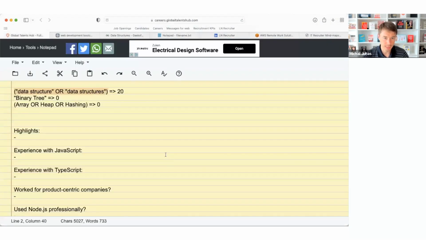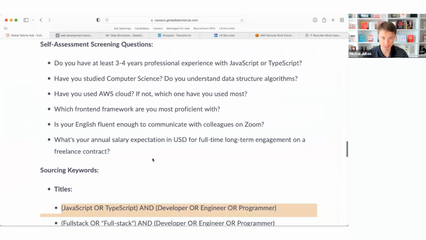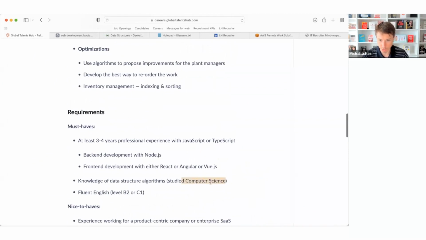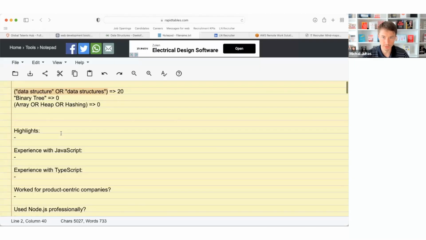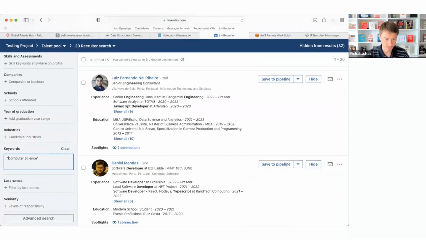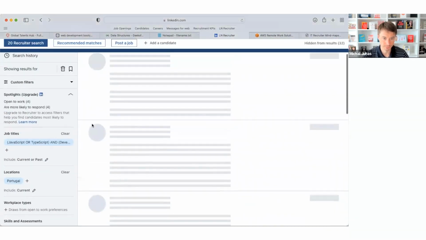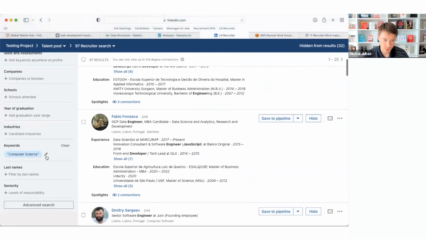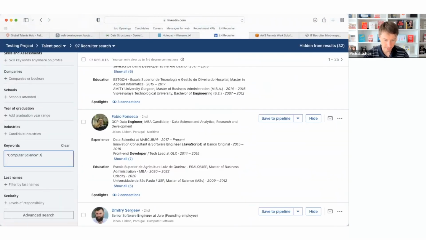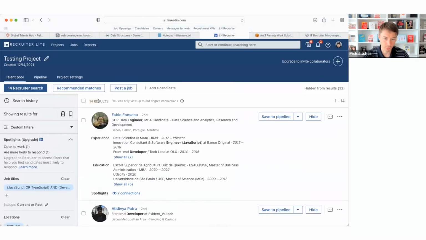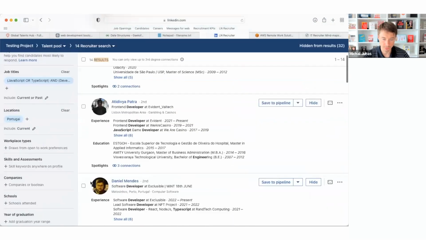But the second way to determine if someone has experience with data structures is if they studied computer science. So we can just see if they have it somehow written, say computer science. It's 97 people. And just out of curiosity, how many people out of those 19 have computer science written on their profile? Out of 19 people, 14. So that's good.